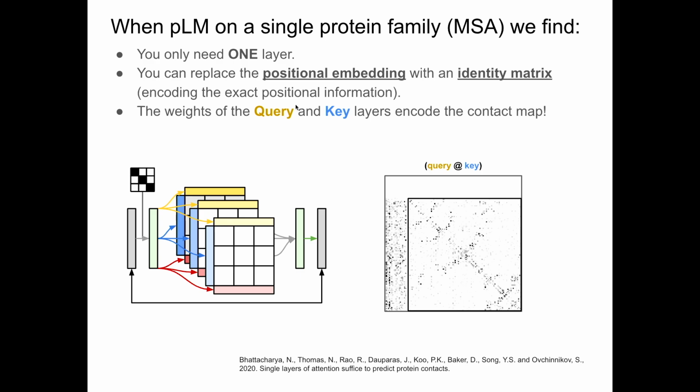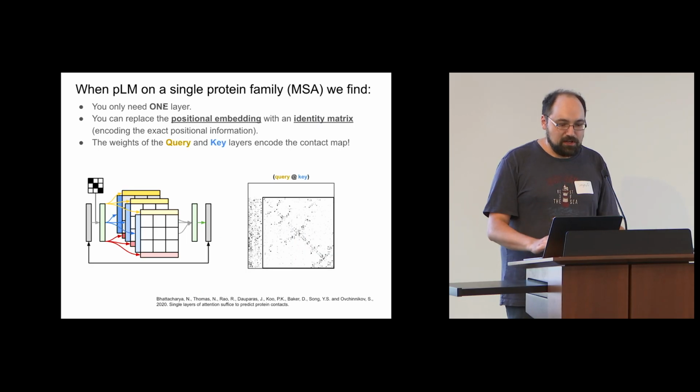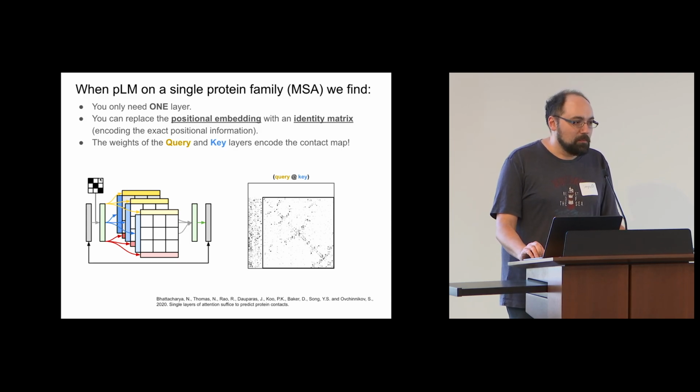What we found is that if you train it on a single protein family, you actually only need a single layer to essentially return the same results. The other thing that's kind of interesting is that, because the sequences are aligned, like I mentioned earlier to Jeff, the positional information could literally just be a one-hot matrix, or I guess an identity matrix, which specifies position 1 is 1, position 2 is 2, position 3 is 3, and so on. And so it actually becomes a really simple model.